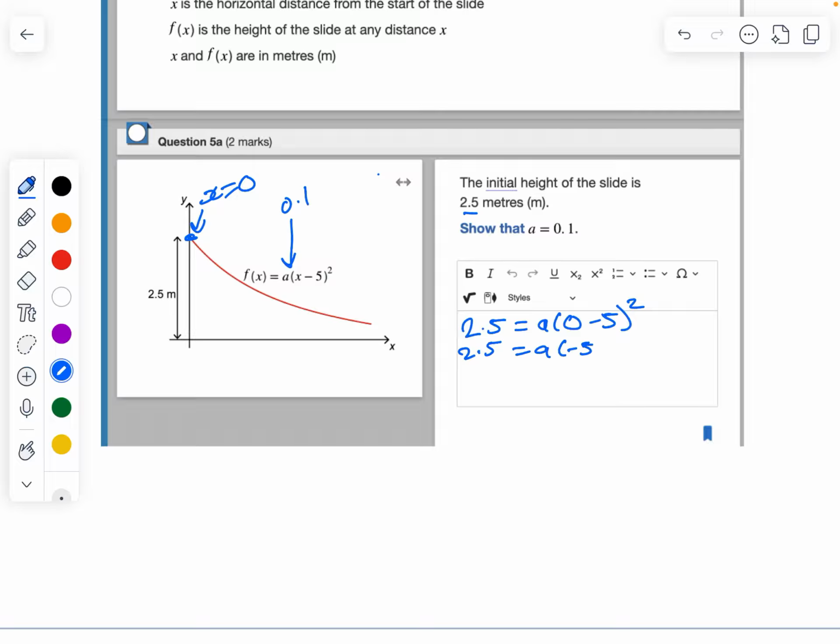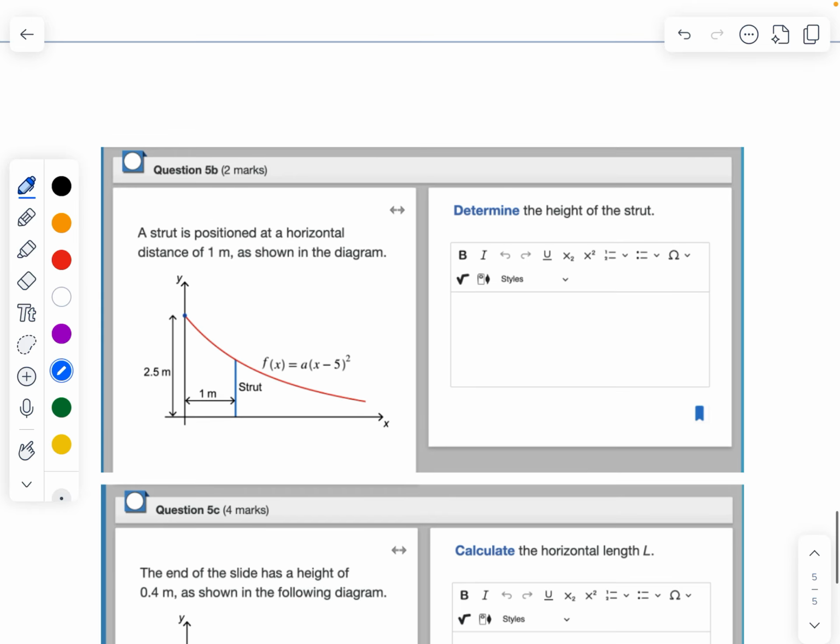So that's going to be negative 5 squared. Negative 5 squared is 25. So if you times that by a, and then divide both sides by 25, you will get 0.1 equals a. Right, then we're going to go to the next question.